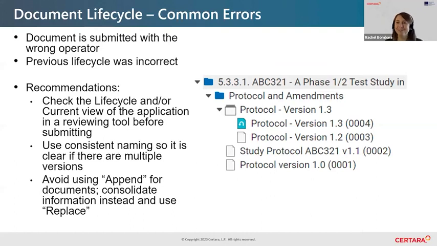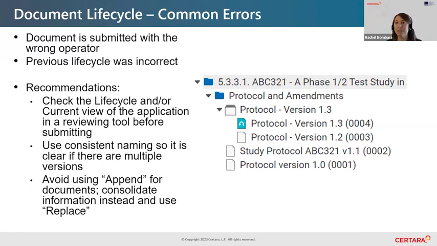All right, so then talking about documents within the submission, and let's talk about lifecycling. This is something that needs to be done with ongoing sequences for an application, and very much a place where some issues or errors might happen during publishing or otherwise. An example of an error or issue that could happen: a document might have been submitted with the wrong operator.